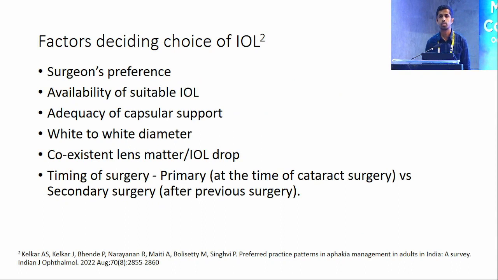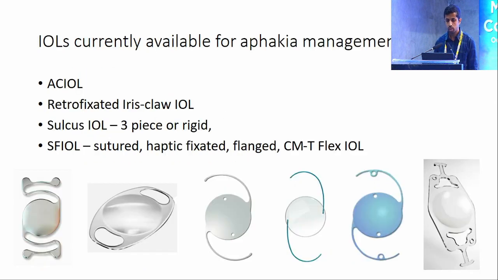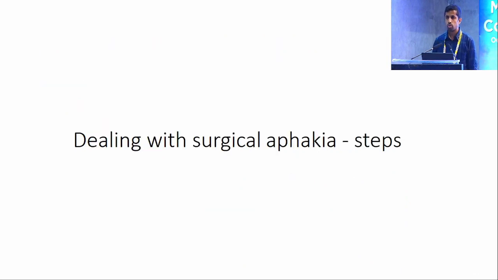What are the factors which decide what type of IOL should be placed? It's again the surgeon's preference, availability of a suitable IOL, adequacy of capsular support, the white to white diameter, coexistent lens matter or IOL drop, and the timing of surgery, whether it is primary or secondary. The IOLs currently available for aphakia management include AC IOL, retrofixated iris claw IOL, and sulcus IOL. We have either a 3-piece or a rigid IOL, and SFIOL can be of various techniques: sutured IOL, haptic fixated IOL, the flanged IOLs, or the newer one, the CMT flex IOL. So we'll see how to deal with this surgical aphakia.